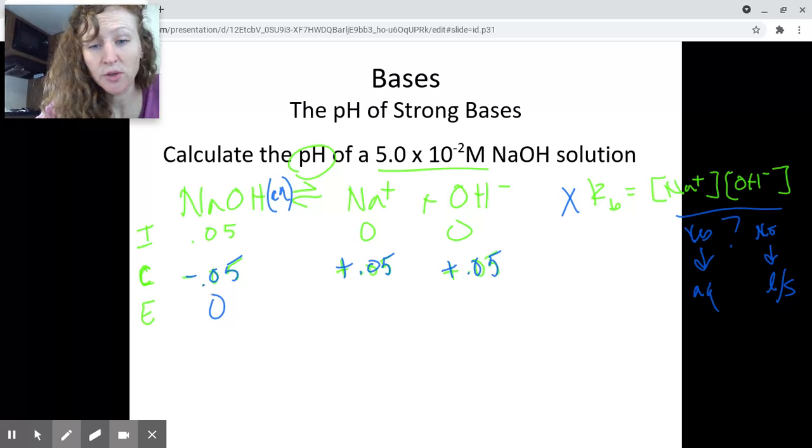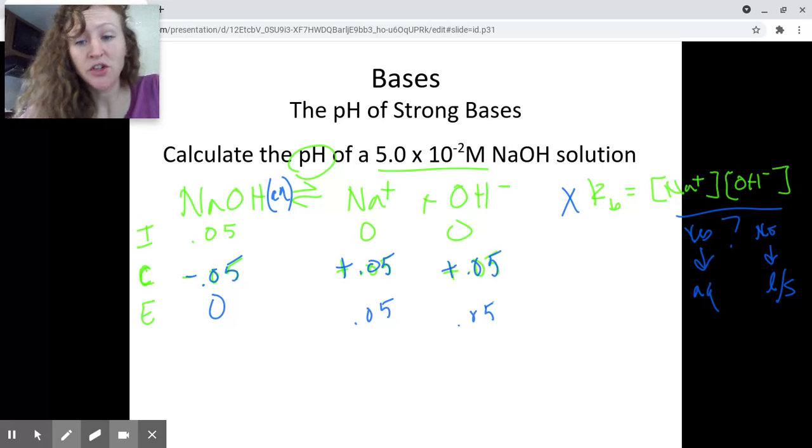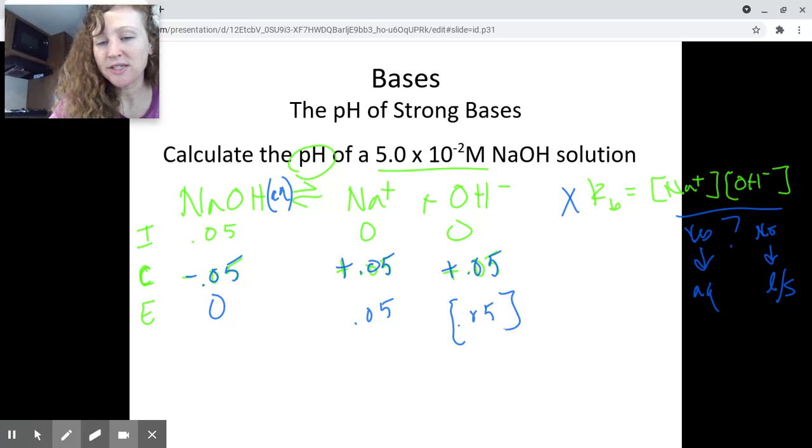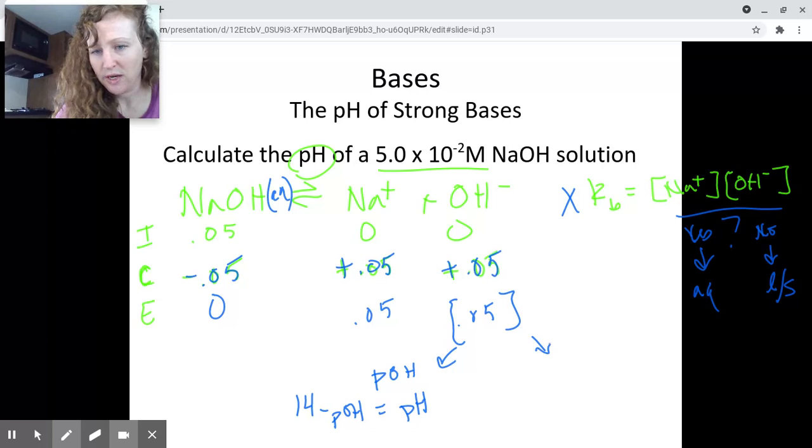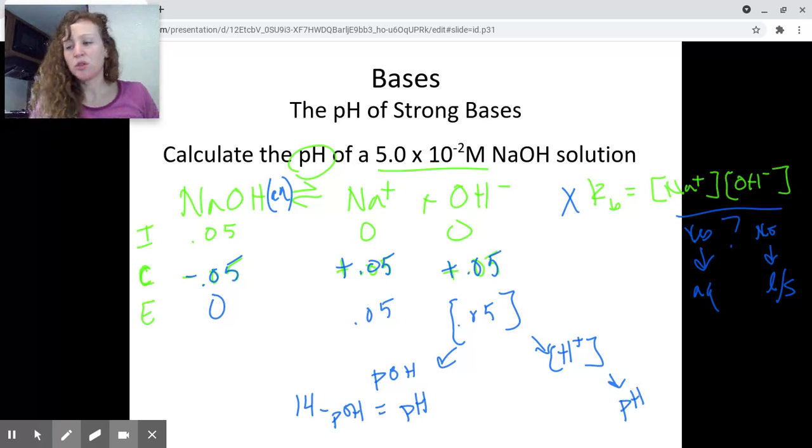It's just going to dissociate completely. And so I'm going to get my amount of hydroxide here. Now I can do this a couple different routes. I can plug this into the pOH, and then I can subtract pOH from 14 to get my pH, or I can go pOH, the OH ion, into the H plus ion, and then plug that into pH. So you can do this either way. You should get the same answer either way.